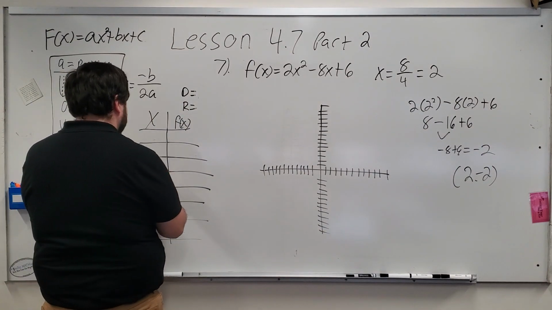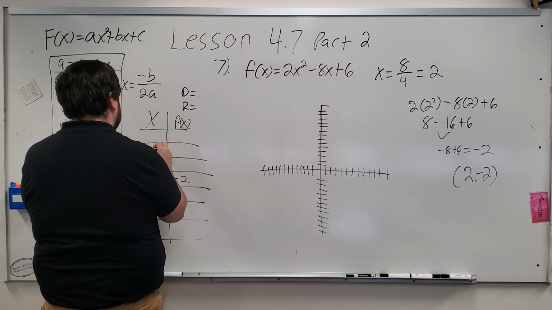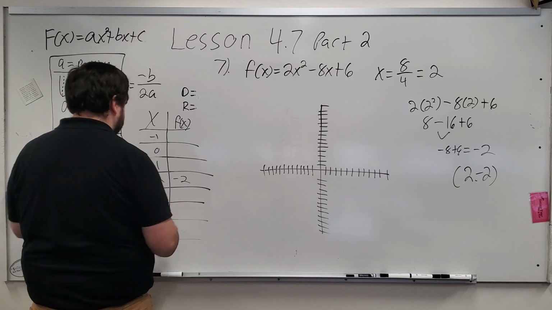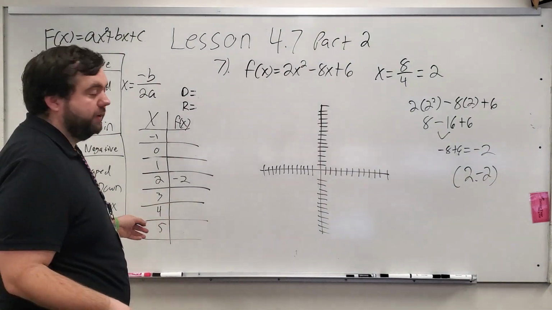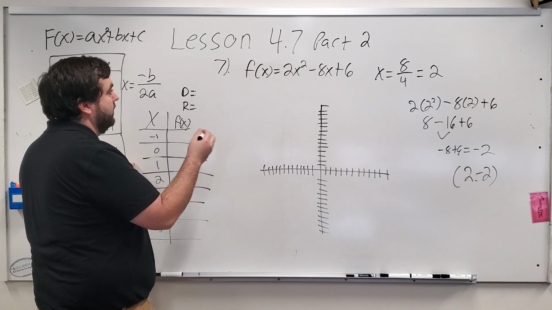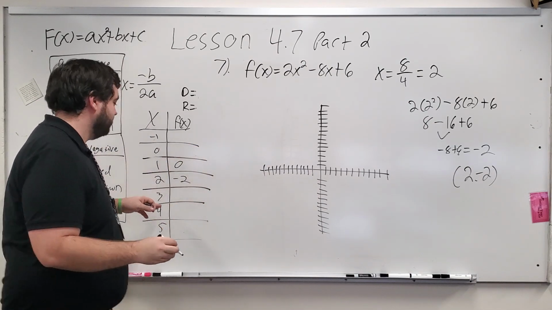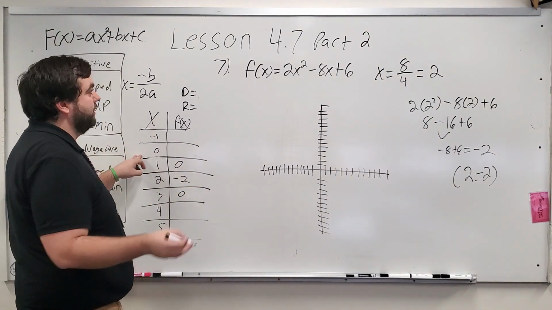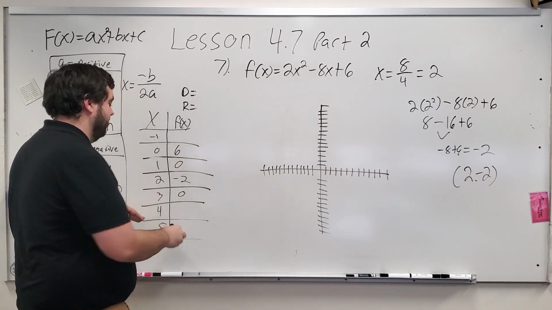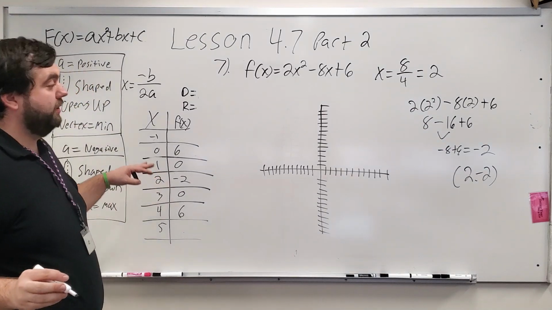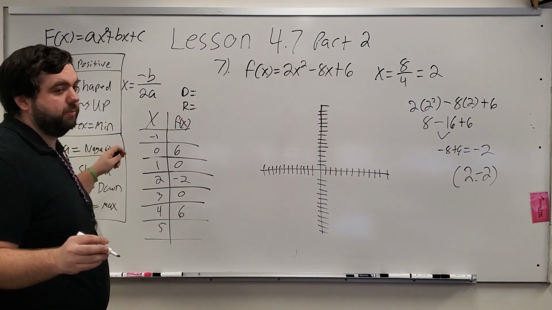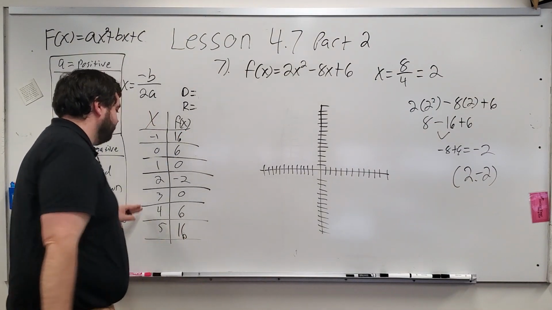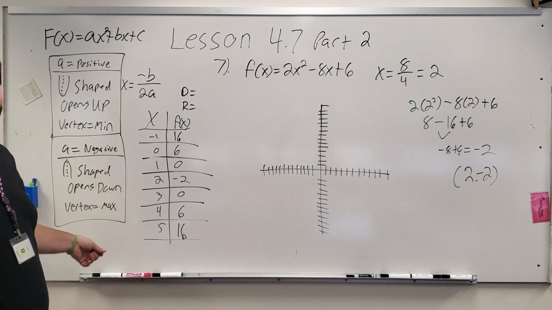If I come to my table, 2, negative 2, 1, 0, negative 1, 3, 4, 5. I'm going to plug those values in. Let's see, 1, I get 2 minus 8 plus 6, which is 0. Luckily it's symmetrical, so I don't need to do any math for that. Plug in 0, I get 6. That's a nice easy one. So that's going to be 6. Negative 1, you're going to get 2 plus 8 plus 6, 16. Okay. And now I have enough points to graph my equation.